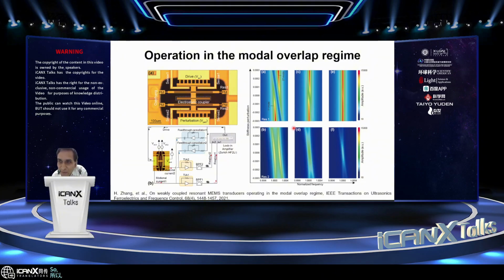So how do you extend this principle to the case when you've got modal overlap? And Hemin in this paper showed that this gets you an extension to that regime, with some caveats in terms of how you interpret the measurements, but you do get gains in terms of sensitivity. And in the closed loop readout scheme, this is something that could be implemented.